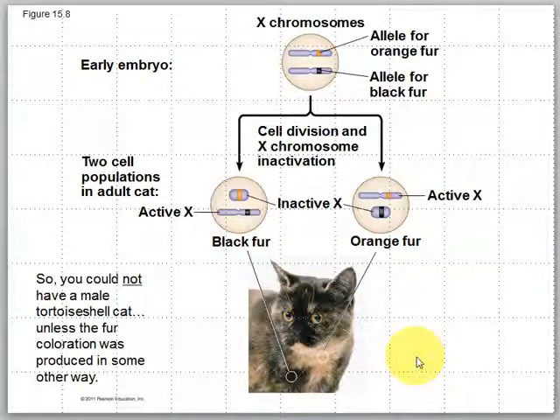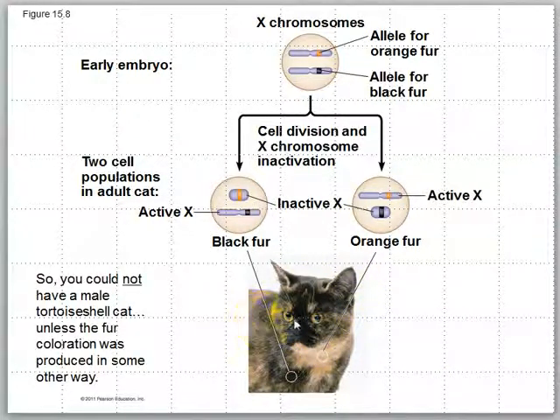So this also leads to another kind of cool conclusion. What this means is you could not have a male tortoiseshell cat. Now, there may be other ways to get this coloration, but we're talking about this method that results from the inactivation of one X. You cannot have a male tortoiseshell cat, because remember, the male doesn't have two X's, one from mom and one from dad. The male has an X from mom and a Y from dad. So if this fur color is determined by the X chromosome, the male cat will have whatever the mom gave him. So if the mom was black, it would be black. If the mom was orange, it would be orange.